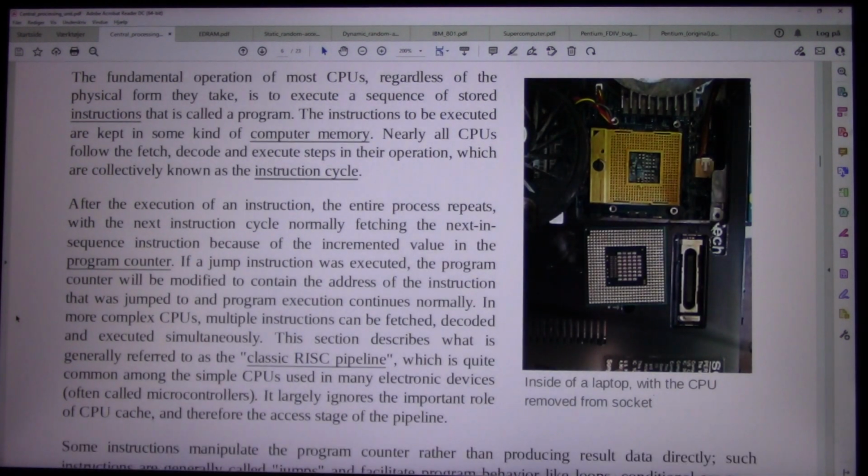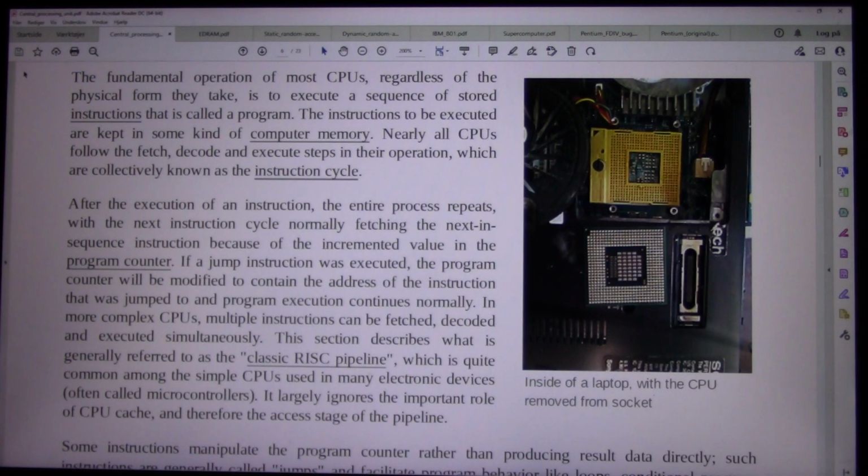Operation. Inside of a laptop, with the CPU removed from its socket. The fundamental operation of most CPUs, regardless of the physical form they take, is to execute a sequence of stored instructions that is called a program. The instructions to be executed are kept in some kind of computer memory. Nearly all CPUs follow the fetch, decode and execute steps in their operation, which are collectively known as the instruction cycle.